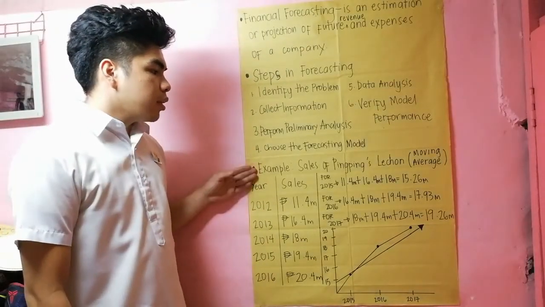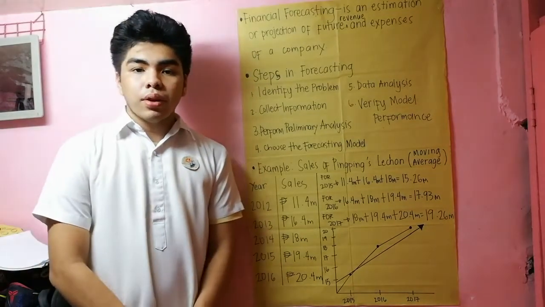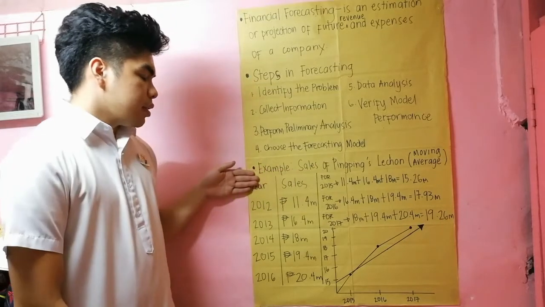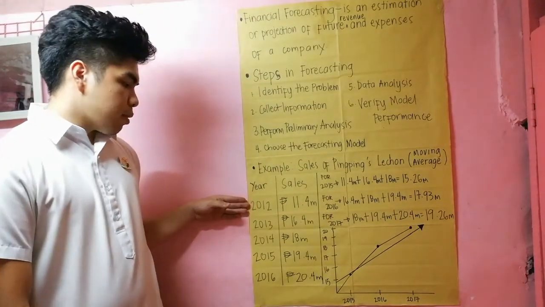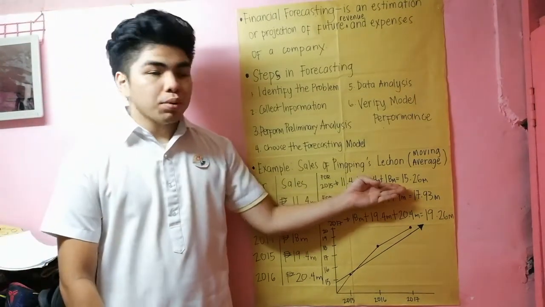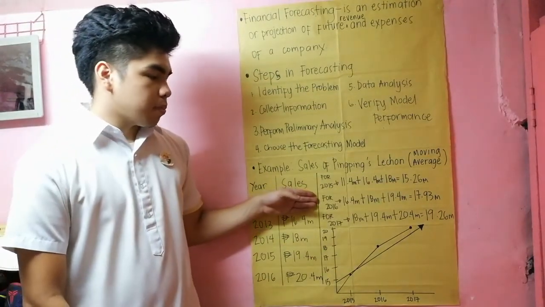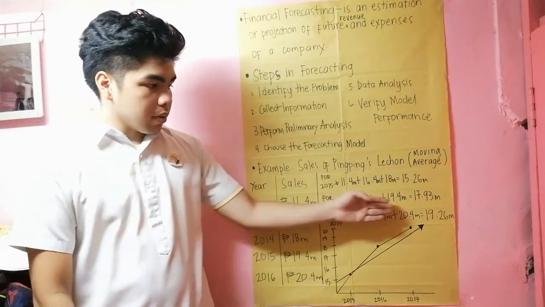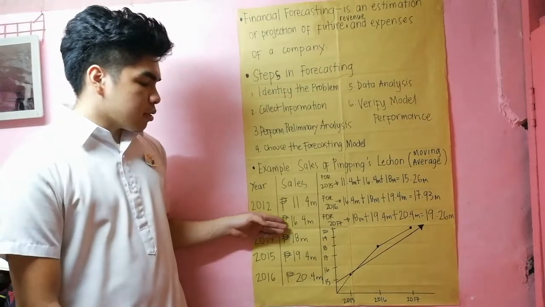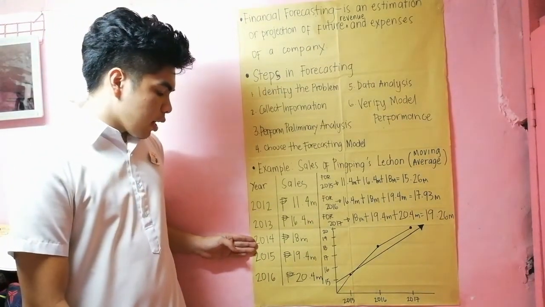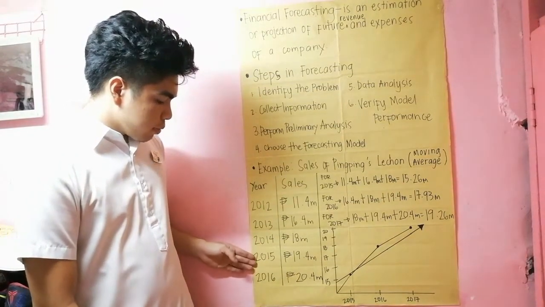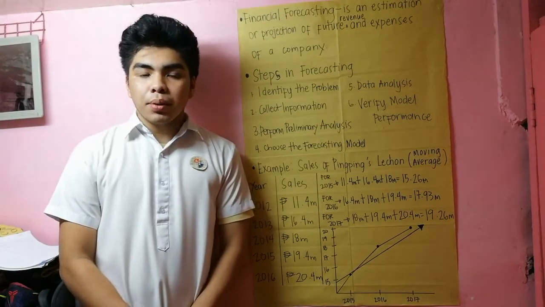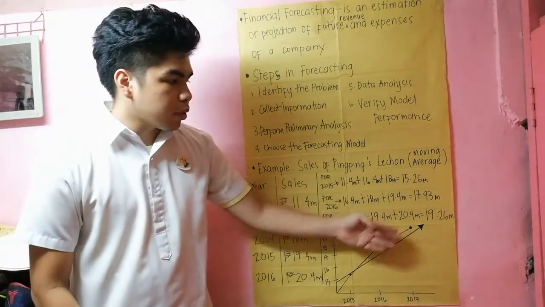So for example, we are going to project the sales of Ping Ping's Lechon in 2017 using a 3-period moving average. For 2015, the projected sales for Ping Ping's Lechon came from the average of the sales from 2012, 2013, and 2014, which is equal to 15.26 million. The projected sales of 2016 came from the average sales from the period 2013, 2014, 2015, which is equal to 17.93 million. The projected sales for 2017 came from the average of the periods 2014, 2015, 2016, which is equal to 19.26 million. So in 2017, the sales of Ping Ping's Lechon is forecasted to reach about 19.26 million.